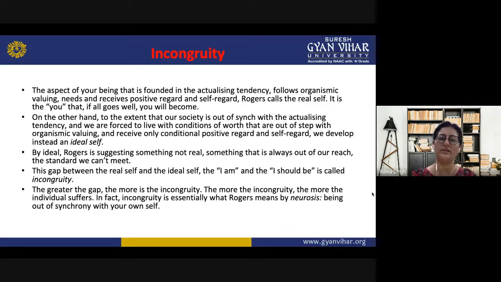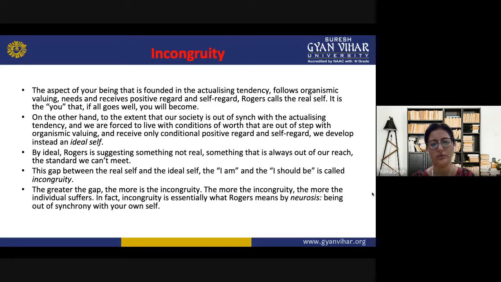So by ideal, Rogers is suggesting something that is not real, something that is always out of our reach and a standard we cannot meet. So this gap between the real self and the ideal self, the I am and the I should be, is called incongruity. What I am and what I should be. The greater the gap, the more is the incongruity. So the more the incongruity, the more the individual suffers. So this is basically the difference which we are seeing.